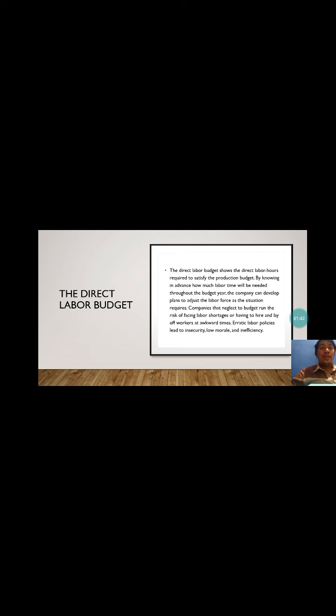The direct labor budget shows the direct labor hours required to satisfy the production budget. By knowing in advance how much labor time will be needed throughout the budget year, the company can develop plans to adjust the labor force as the situation requires. Companies that neglect the budget run the risk of facing labor shortage or having to hire and lay off workers at awkward times. Erratic labor policies lead to insecurity, low morale, and inefficiency.